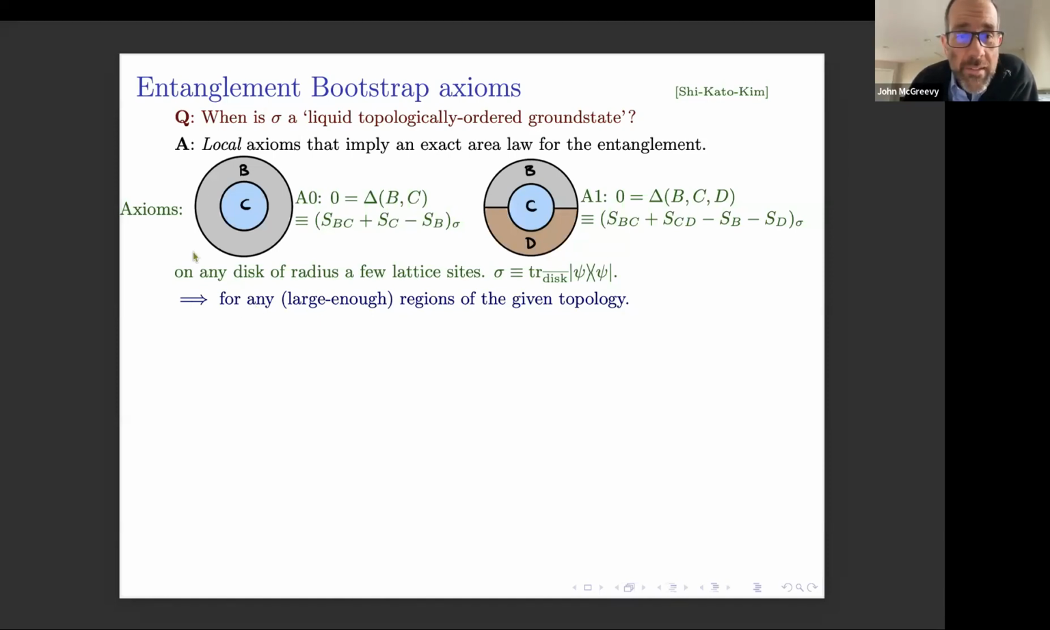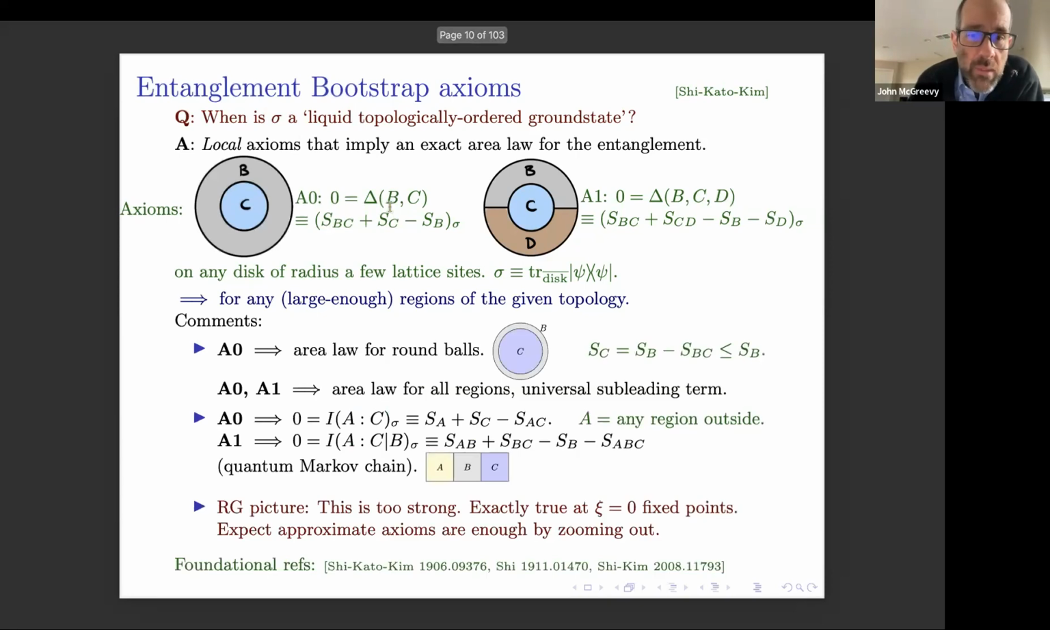In fact, if this condition is true for small disks, the same condition is true for actually any regions with the same topology. So any decomposition of a contractible region into its interior and its thickened boundary into two parts: if this is true for small regions, it's true for any region with that topology. So let me give you some intuition for what these conditions say.